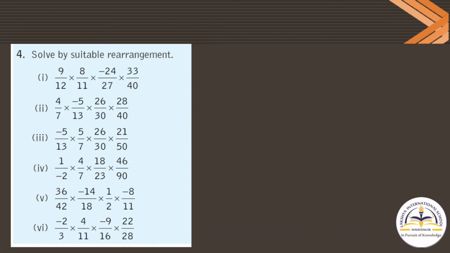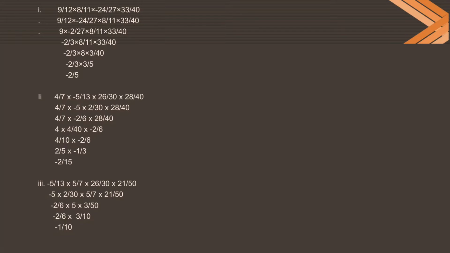Question number 4. Solve by suitable rearrangement. 9/12 into 8/11 into -24/27 into 33/40. So here first of all we will rearrange them. 9/12 into -24/27 into 8/11 into 33/40. Now we will cut 12 and -24 by the table of 12. We will get 9 into -2/27.